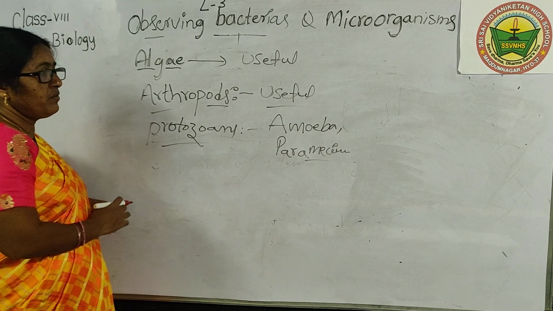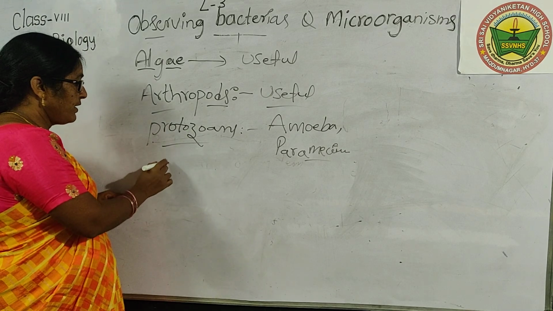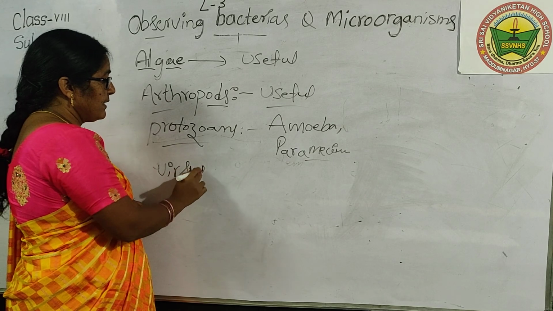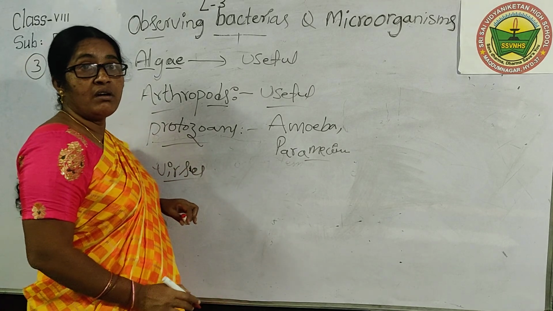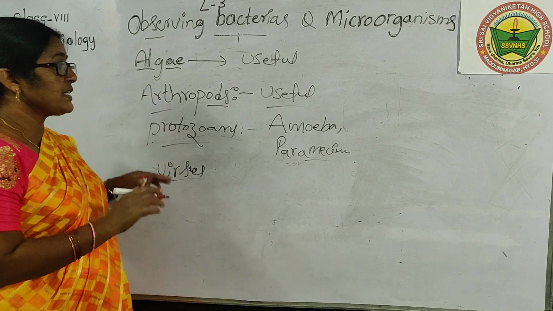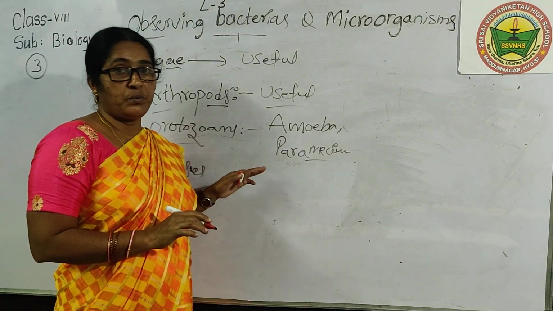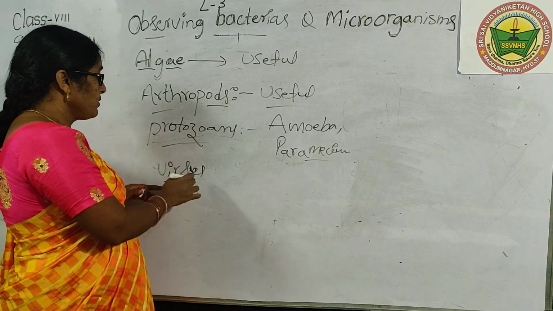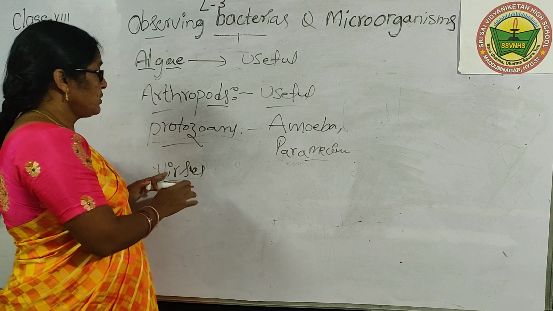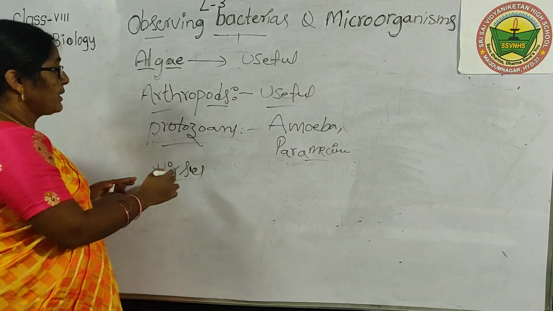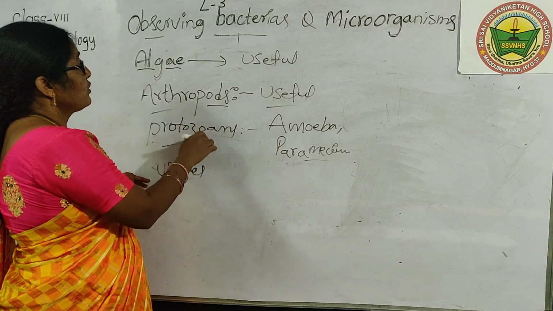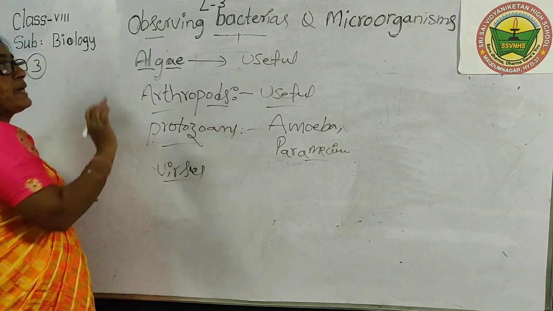Next, another one, viruses. Already you know viruses. Viruses means small or big? They are very small organisms. We can't see them with our eyes; they are only observed in an electron microscope. There is no useful effect, only harmful effects. So they are another group of microorganisms. What are they? Viruses, protozoans, arthropods, algae, and bacteria.